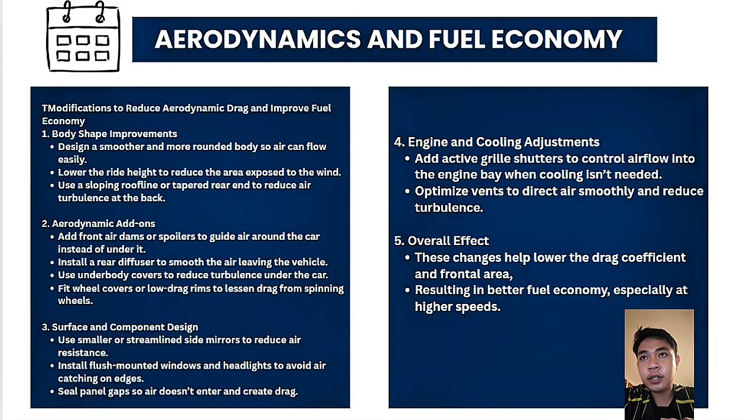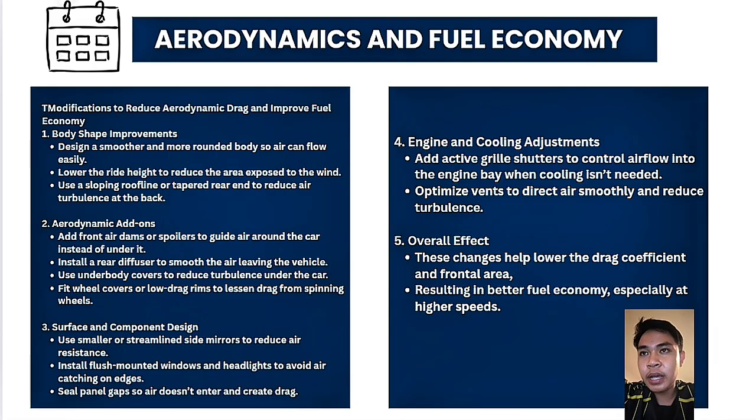Okay, next let's talk about aerodynamics and fuel economy. The modification to reduce aerodynamic drag and improve fuel economy. 1. Body shape improvement. Design a smoother and more rounded body so air can flow easily. Lower the ride height to reduce area exposed to the wind. Use a sloping roofline or tapered rear end to reduce air turbulence at the back.